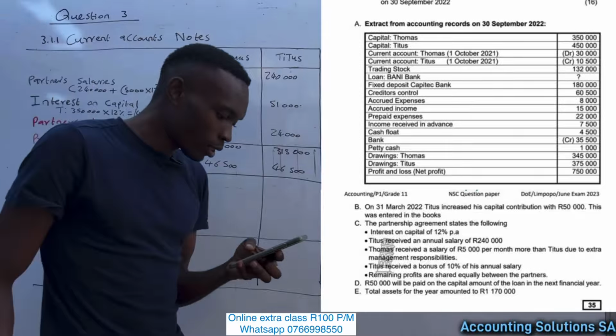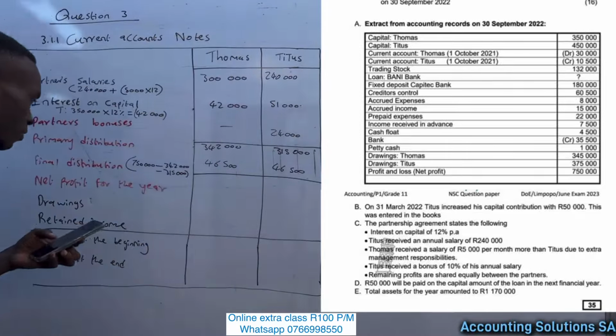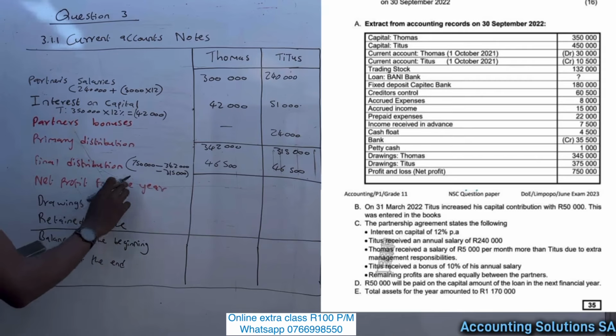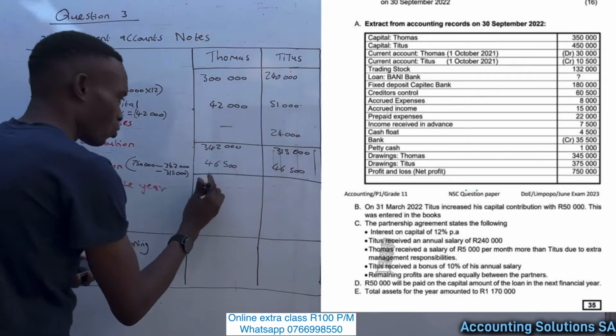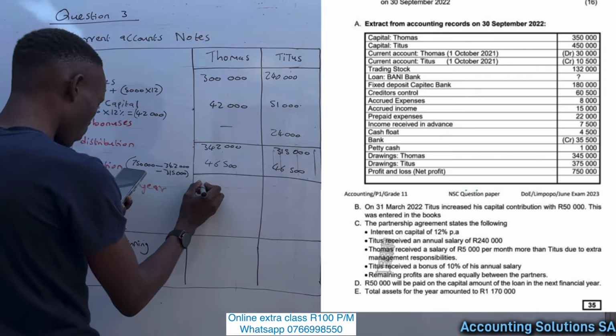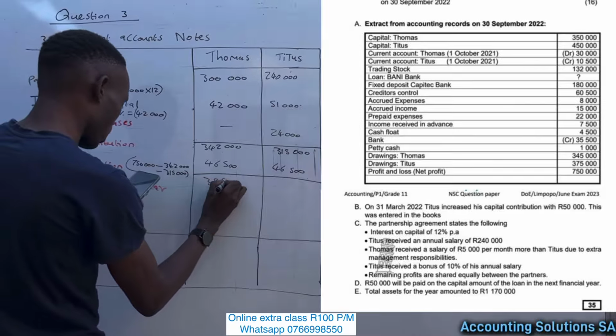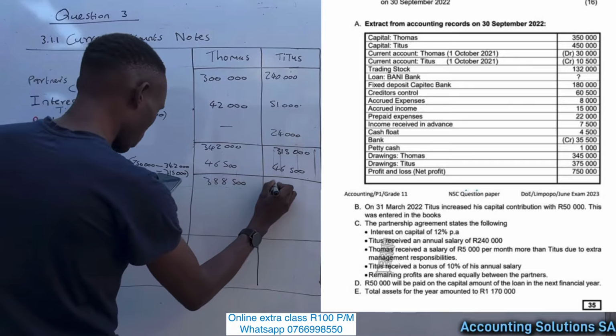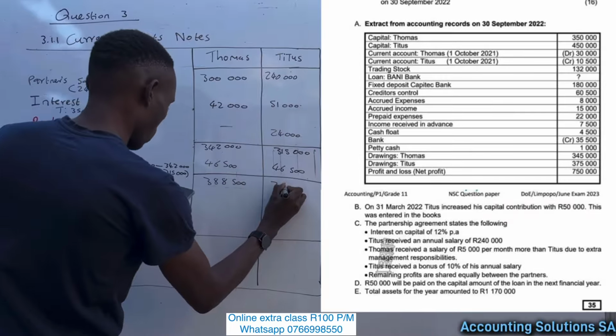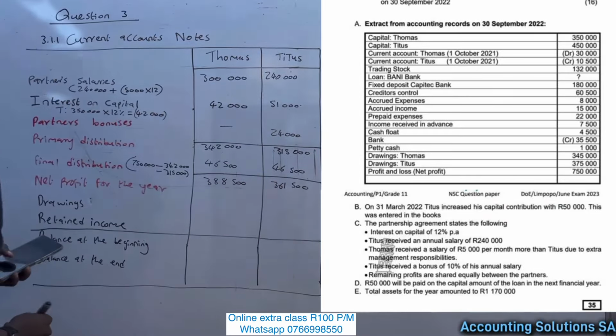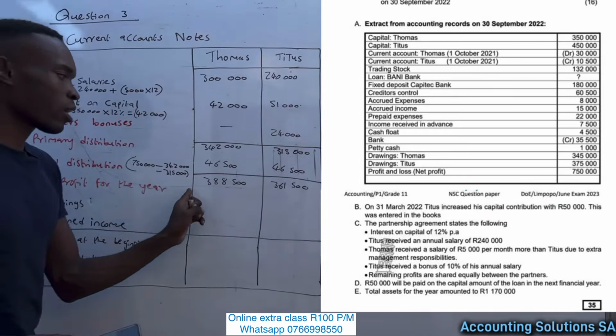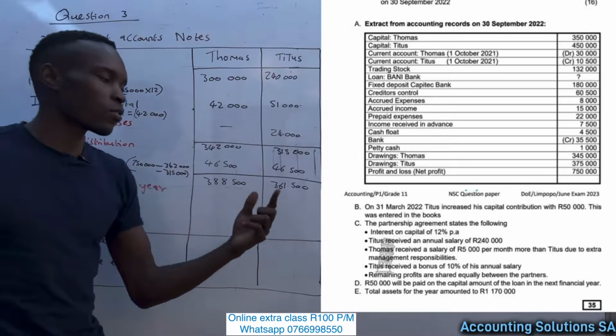Okay, now the next one, net profit for the year. For net profit for the year, you just add these two. This side will give you an amount of 388,500, and this side will give you 361,500. It's net profit for the year. If you add these two, they are going to give you the net profit of 750,000.